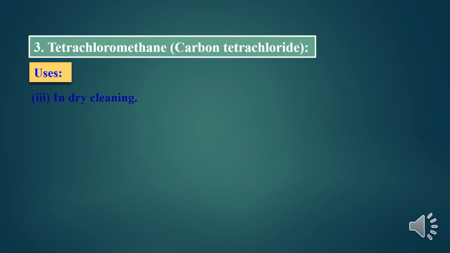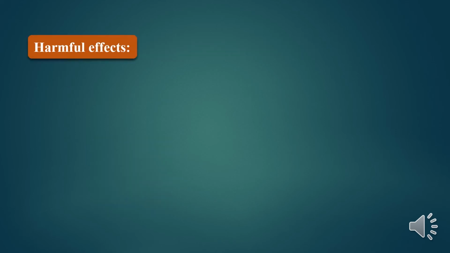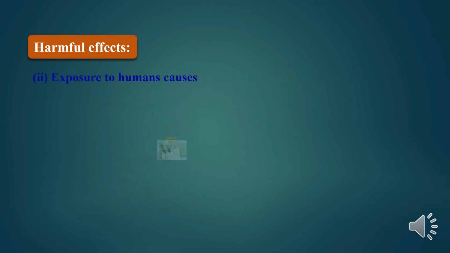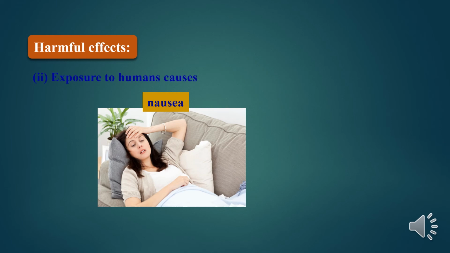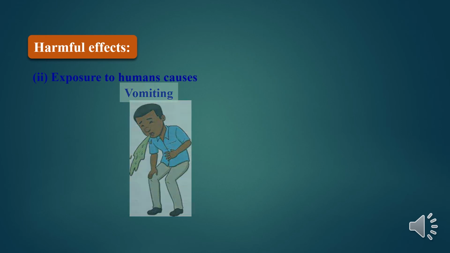Then in dry cleaning, our clothes and all, tetrachloromethane is used. Other than that, it is also used as a fire extinguisher. Then the harmful effects of carbon tetrachloride: first, release of carbon tetrachloride in the atmosphere causes depletion of the ozone layer. Exposure in humans causes nausea, dizziness, vomiting.